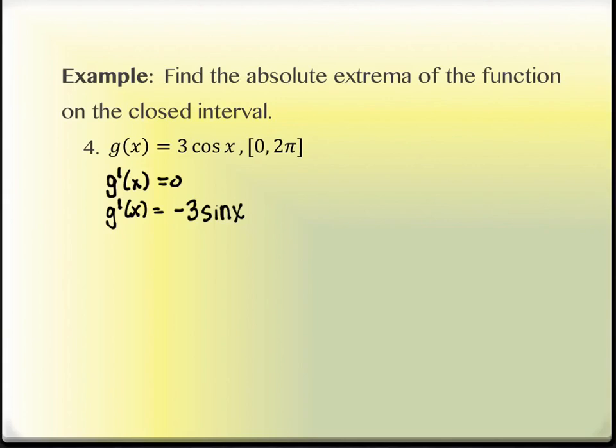Fantastic, negative 3 sine of x. Then we're going to set this equal to 0, and we're going to have to remember something about a unit circle. In particular, we're only on the interval from 0 to 2 pi, so that's actually very nice. I only need the unit circle interval itself. So where on the unit circle is your sine value equal to 0?